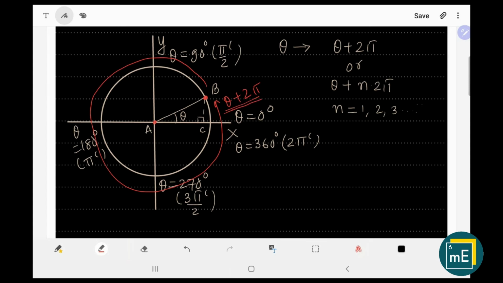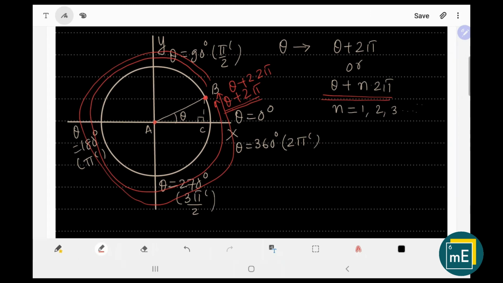If I move point B around the circle 2 times, in this case the new angle can be written as theta plus 2 times 2 pi. And if I move point B n times around the circle starting from this position, the new angle can be written as theta plus n times 2 pi.